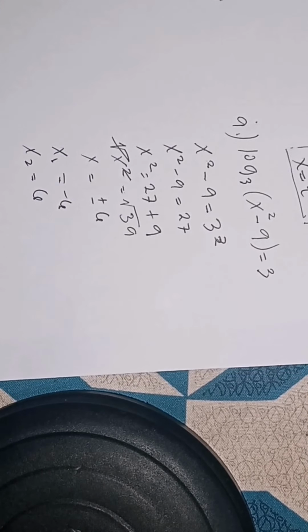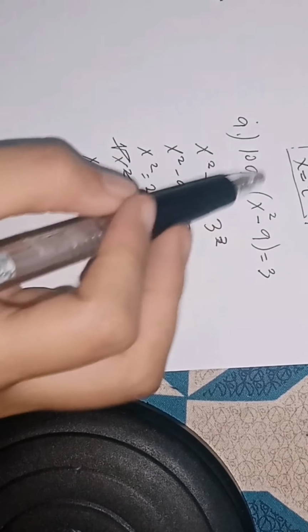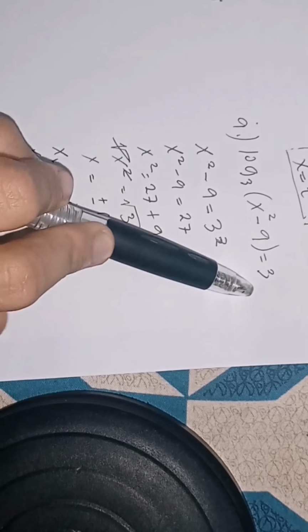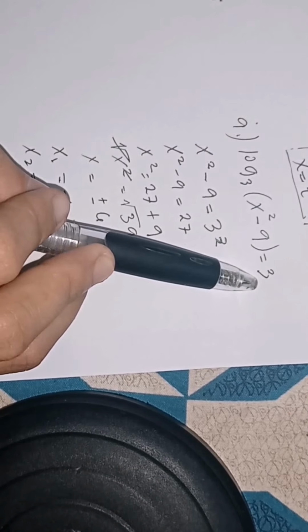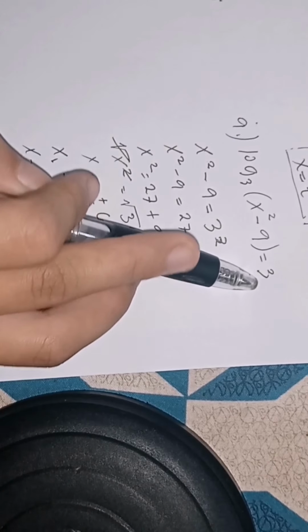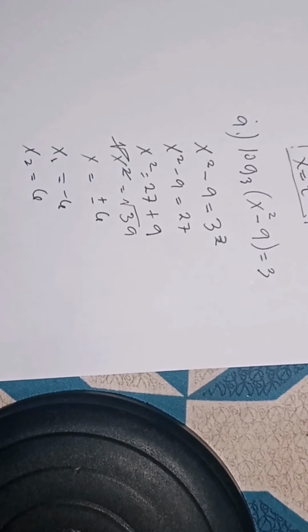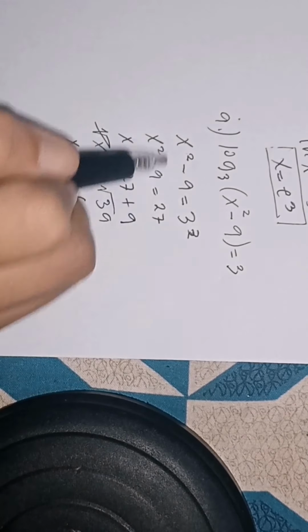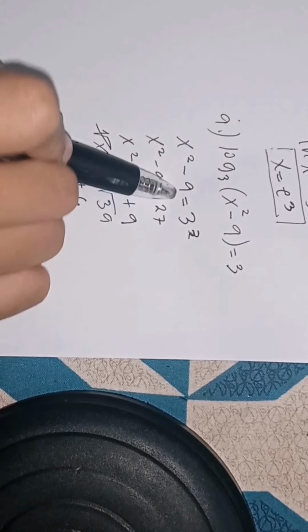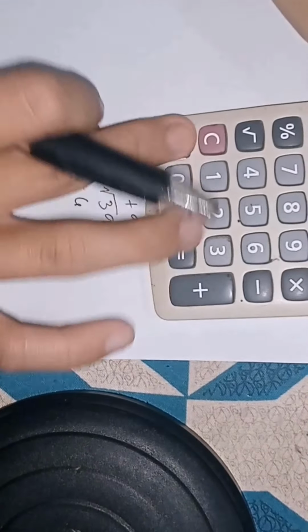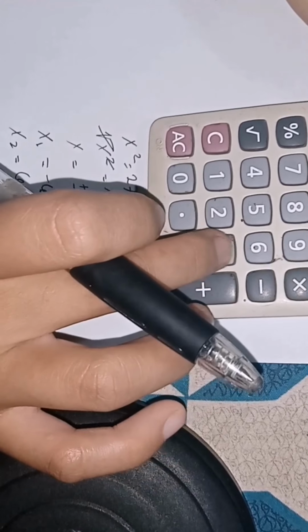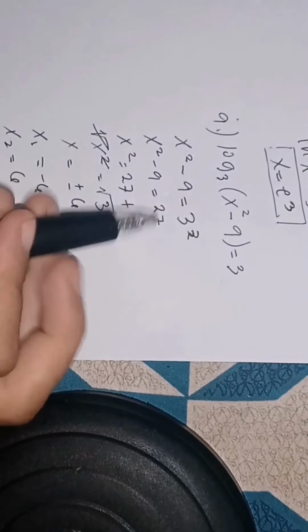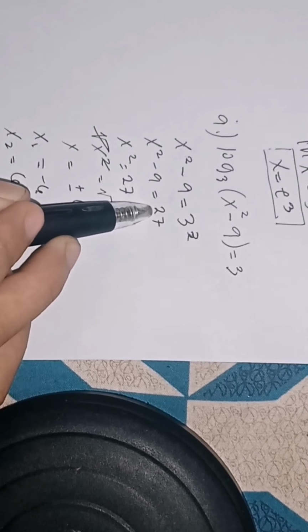So, first is transpose the logarithm with the base of 3 to the other side. So the constant becomes the exponent. Copy this, and if we calculate, 3 times 3 is 27. That is why it is equal to 27.